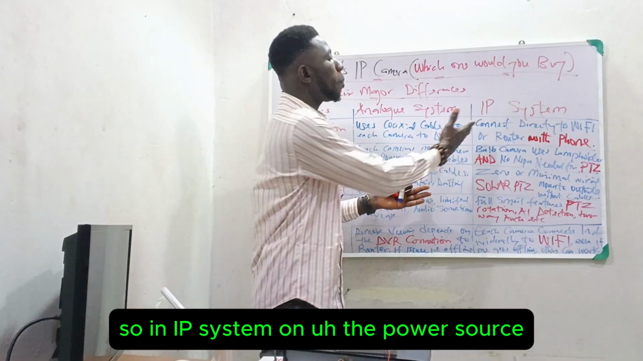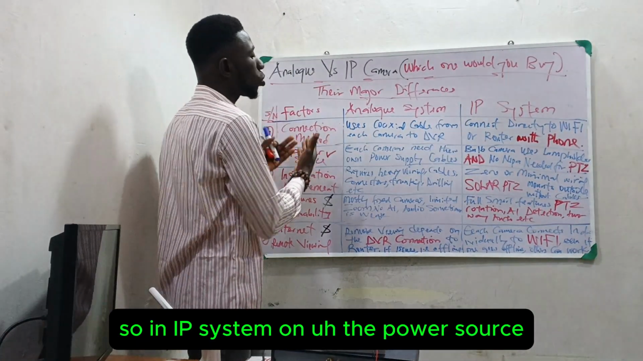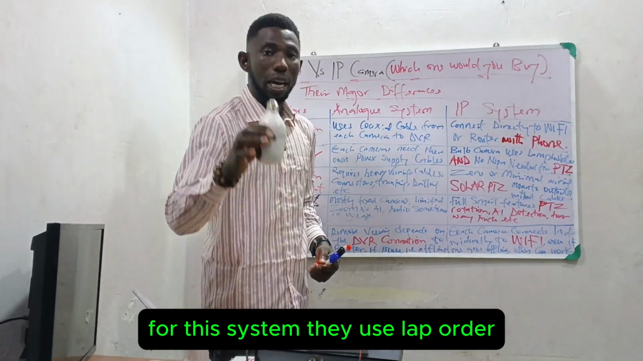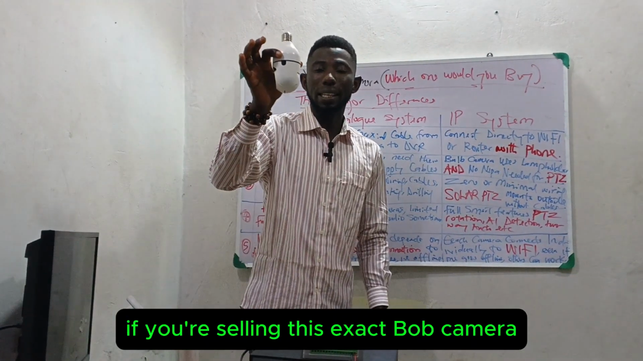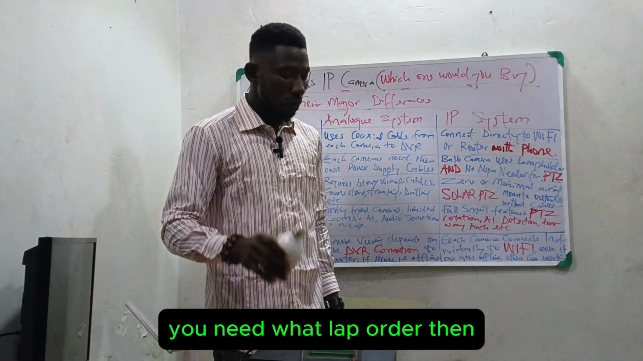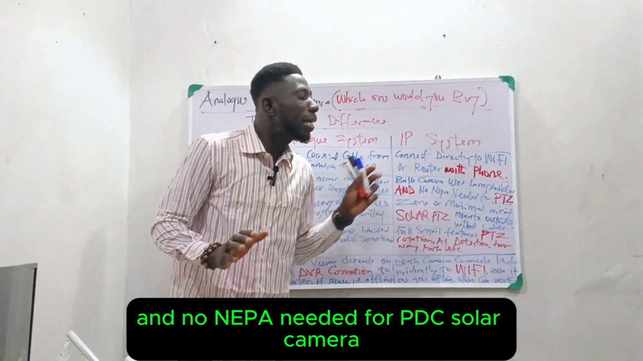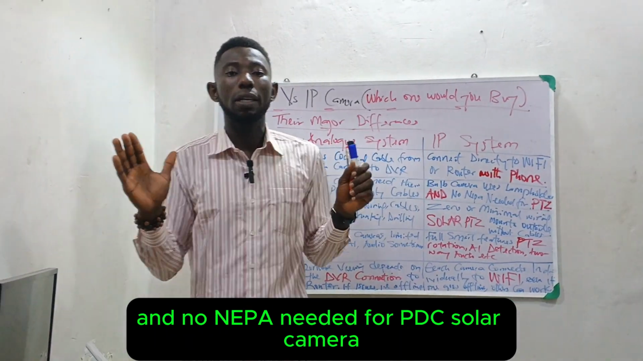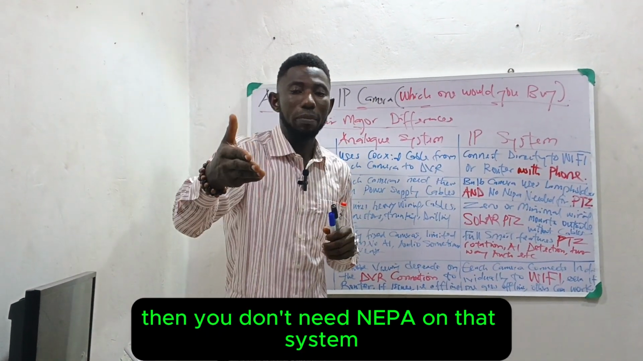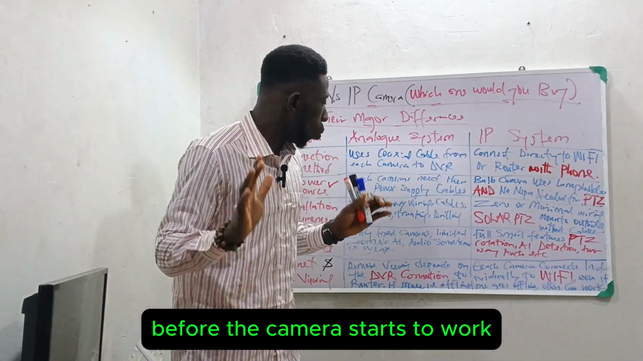So in the IP system, on the power source, bulb cameras use lap holders. If you are installing this exact bulb camera, you need what? A lap holder. And no NEPA is needed for the PTZ solar camera. There's a panel to it already, so you don't need NEPA on that system before the camera starts to work.